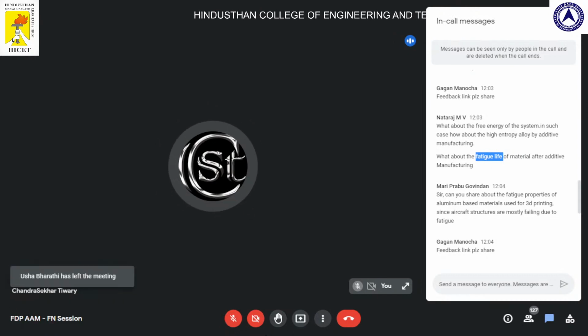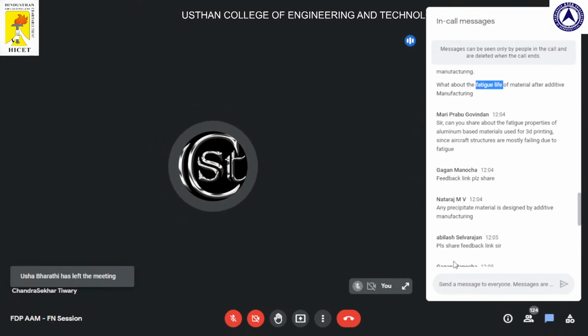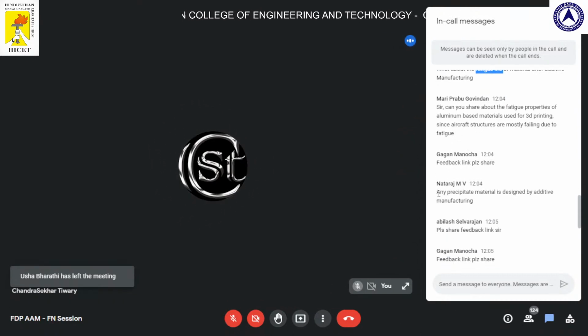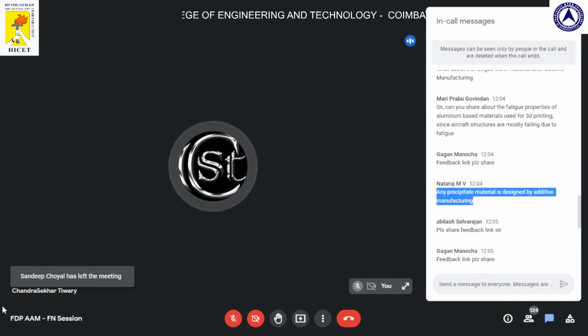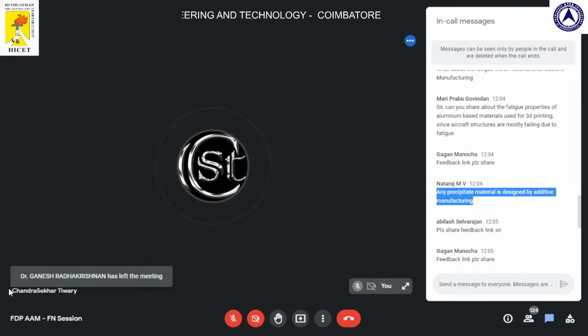Any precipitate material designed by additive manufacturing? Yes, Natraj, there are several precipitation based alloys like nickel based superalloy. They have printed them and seen precipitation in additive manufacturing. After that, they do a heat treatment to get the precipitation and control the precipitates.